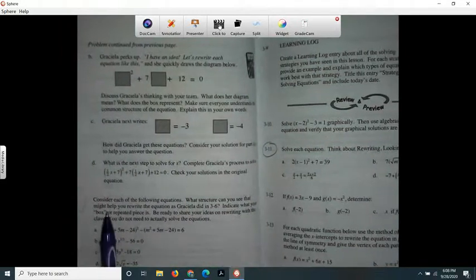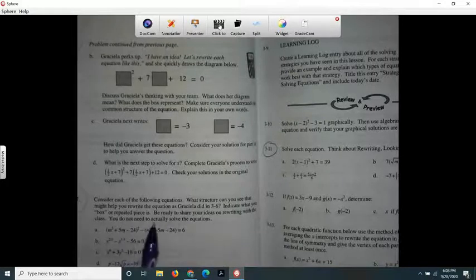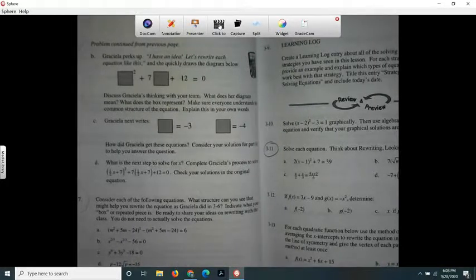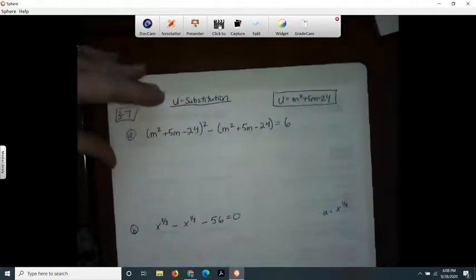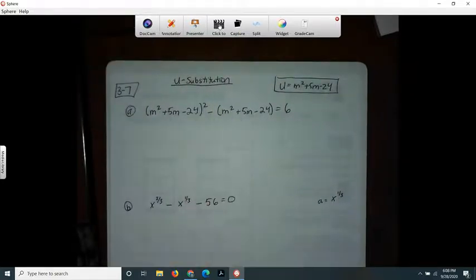Indicate what your box or repeated piece is. Be ready to share your ideas on rewriting with the class. You do not need to actually solve these equations. So I'm going to go ahead and call this what it is. This is called, in calculus, U substitution, and they're teaching it to you already, even though you're in Integrated 3.